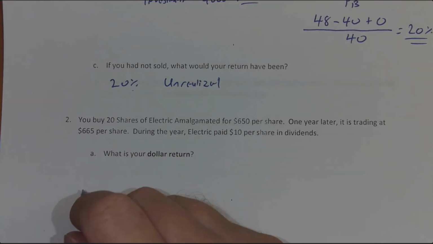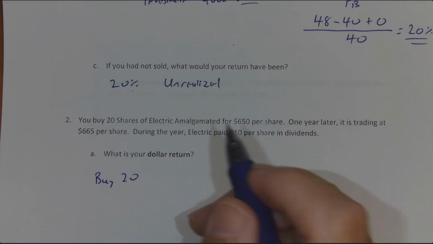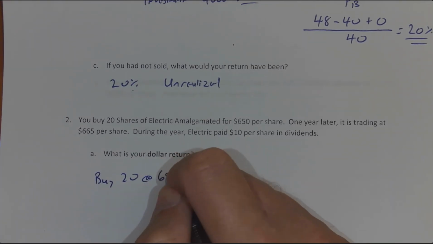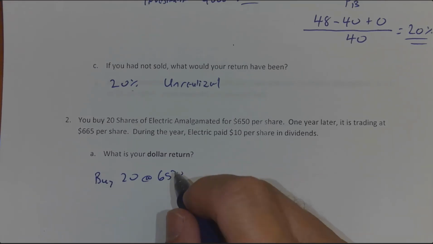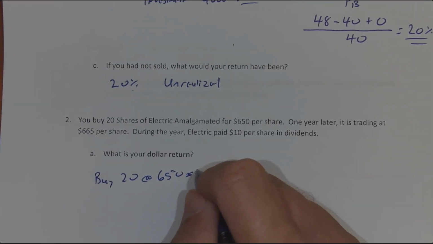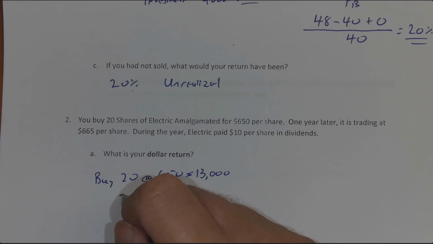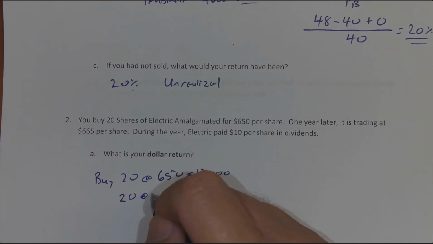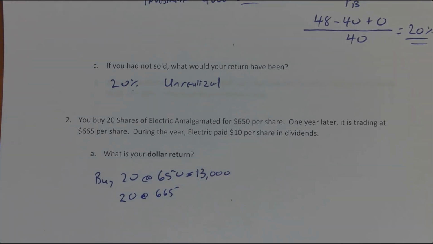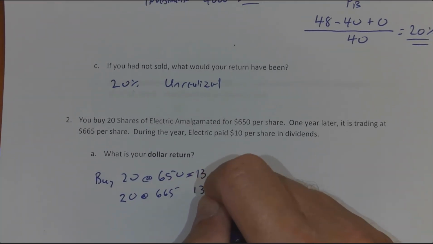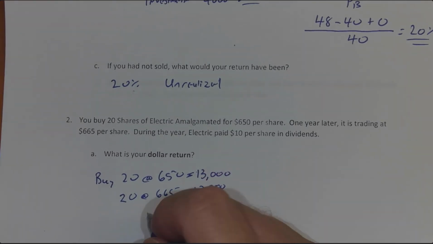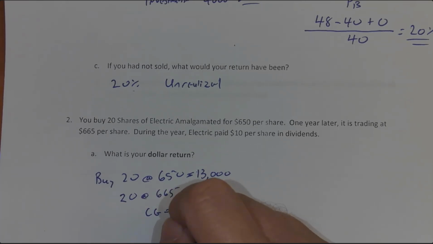All right, so we're going to buy 20 shares of stock at $6.50, and that's going to be a $13,000 investment. And then one year later, it's trading at $6.65. So 20 at $6.65, multiply those together, you get 13,300. So I'm going to have a capital gain of $300.